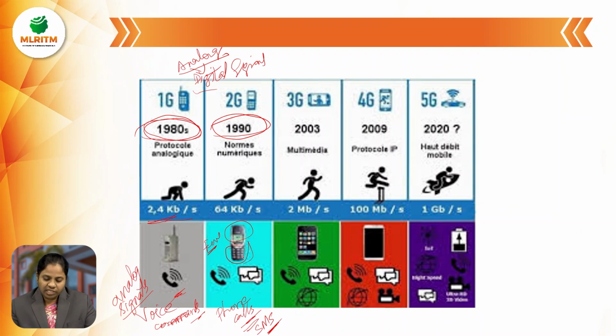Coming to 3G, this came into existence in 2003. The speed was improved and smartphones came into existence in 3G technology, wherein keypad was completely replaced in the smartphone technology. The speed improved to 2 Mbps from 64 kbps. This has great improvement to Mbps.